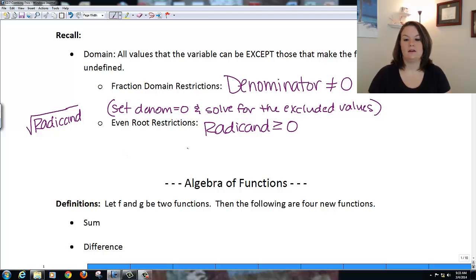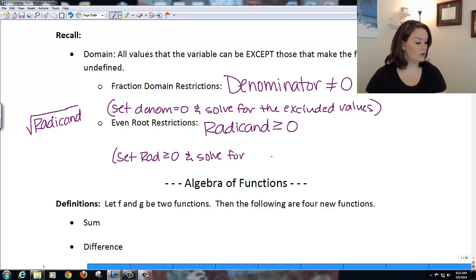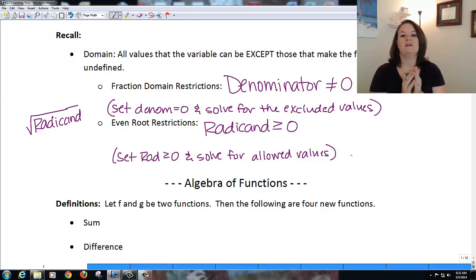And solve. So I'm just going to say set radicand greater than or equal to 0 and solve for allowed values. So we're restricting our domain to only things that make the radicand positive or 0. That way we never end up with a negative value that we have to evaluate under a square root function. All right, so these are the two we have to look for. Sometimes we have restrictions, sometimes we don't have any restrictions. So we only have to worry about it if you see a denominator that has a variable or if you see an even root. If it's anything else, we don't worry about it.